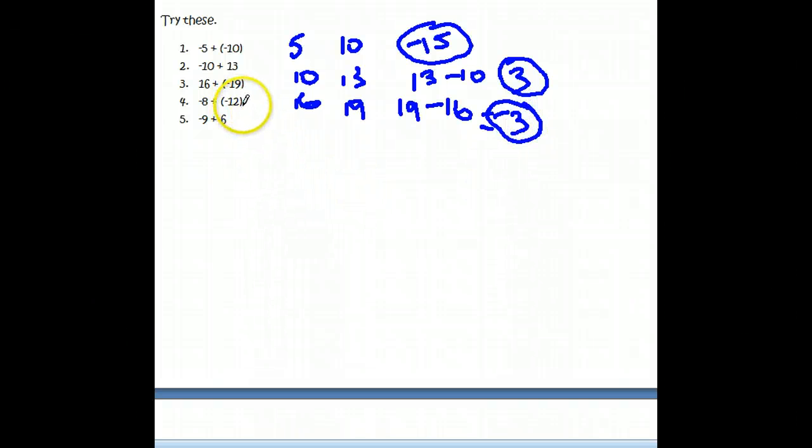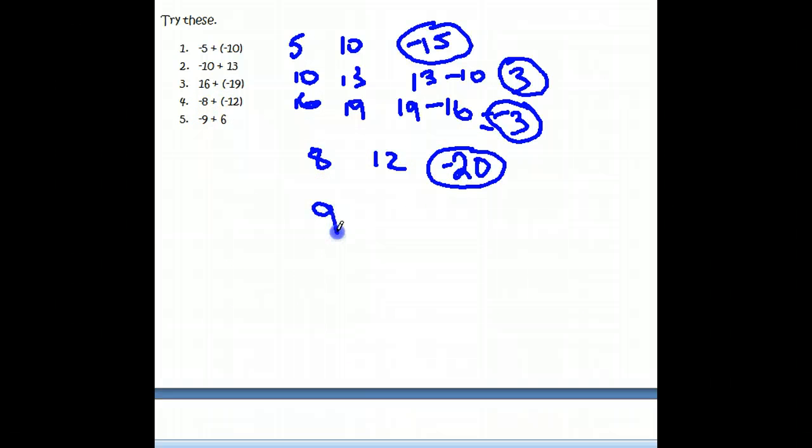All right, number 4. I'm adding two negatives. Absolute value of both those numbers, 8 and 12. I add them together, 20, and I put a negative sign back on. And then number 5, one's positive, one's negative. Absolute value of both numbers, 9 and 6. Subtract the smaller from the larger. 9 minus 6. I look back, what's larger, 6 or 9? 9's larger and it was negative, so negative.